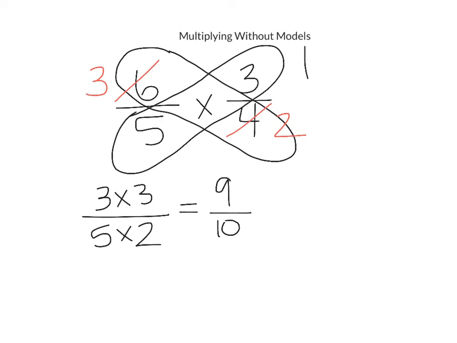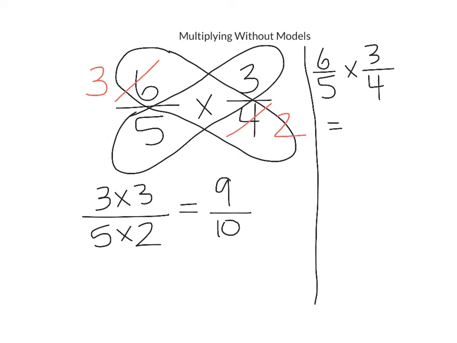Now I'll go ahead and walk you through if you wanted to multiply first and then simplify at the end. So we had 6/5 times 3/4. Remember, in this strategy we just multiply straight across. We would do 6 times 3, which equals 18, and 5 times 4, which equals 20. If we take a look at what factors 18 and 20 have in common, we can divide both by 2. When we divide both 18 and 20 by 2, we get 9/10.